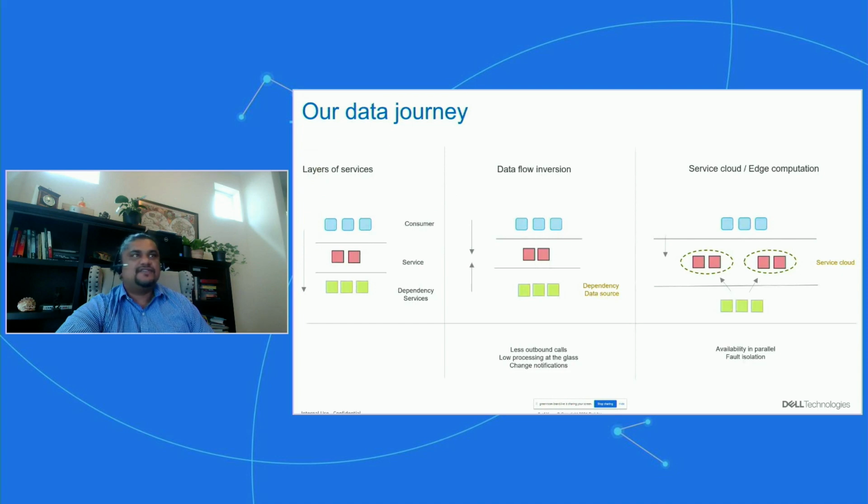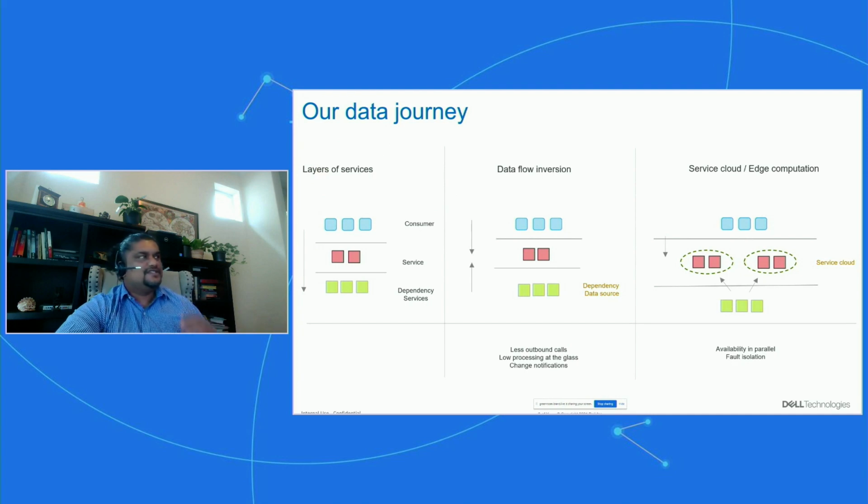Okay, let's start with the data journey side of the story. This slide shows at a high level how we have tried to improve our system scale and performance characteristics. I've tried to represent a very, very simplistic three-layer model here. I'm not going uber heavy on architecture here. I'm just trying to drive a concept.